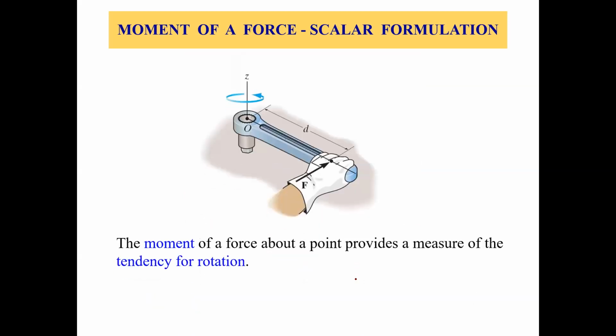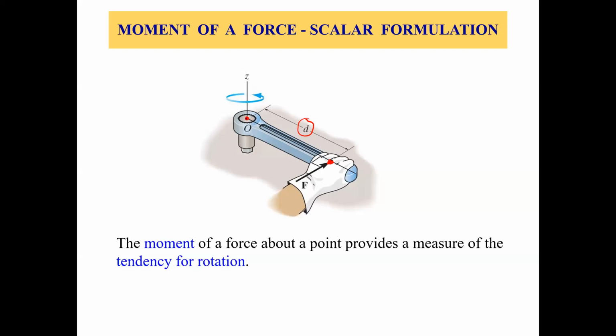All right, so let's look at some more things about moment. This figure explains clearly that this guy is applying some force F at this point on this wrench. Now this distance D is between the point of application of the force and the point of interest. The point of interest is point O, where this guy is loosening or tightening this bolt, right?